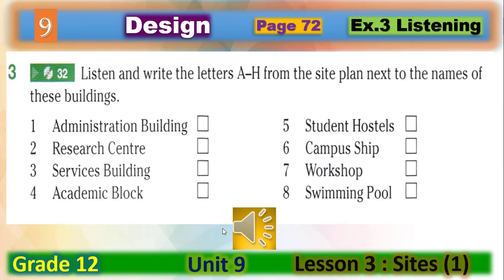Now let's move to exercise 3. Listen and write the letters A to H from the site plan next to the names of these buildings. All you have to do is to write the letters A to H next to the names of the building. Are you ready to listen? Let's listen.